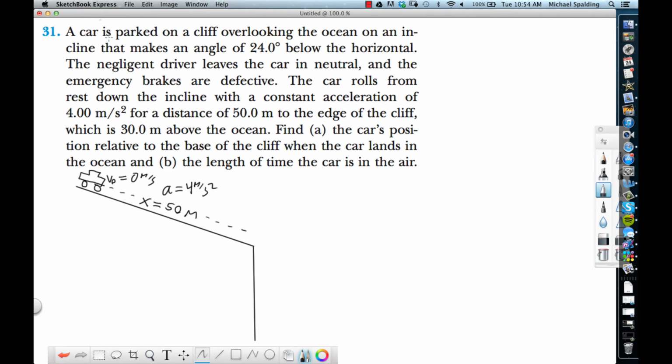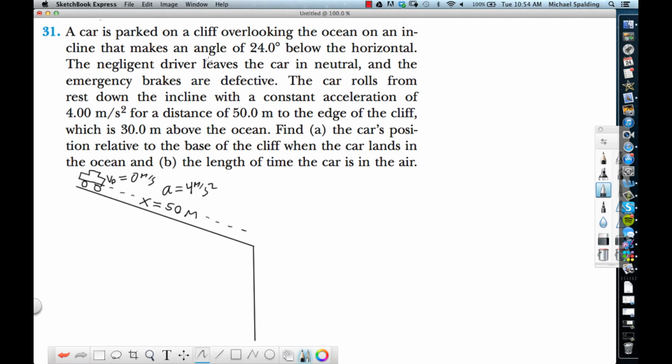Okay, we got a car parked on this cliff overlooking the ocean. Sounds very romantic. It makes an angle of 24 degrees. Well, you know, hey, physics and romance go hand in hand, okay? We'll talk about that later.